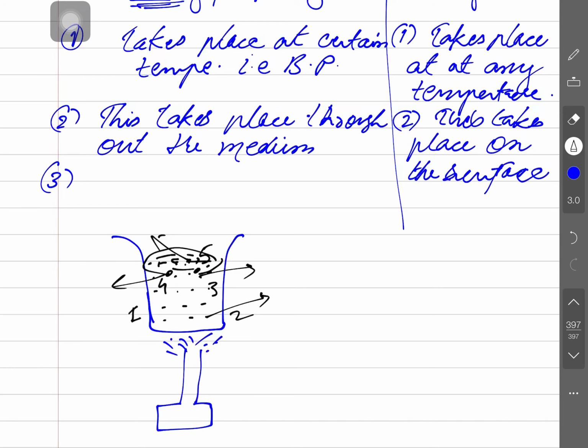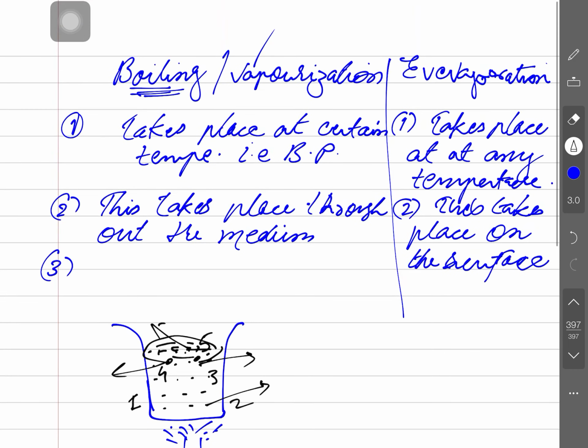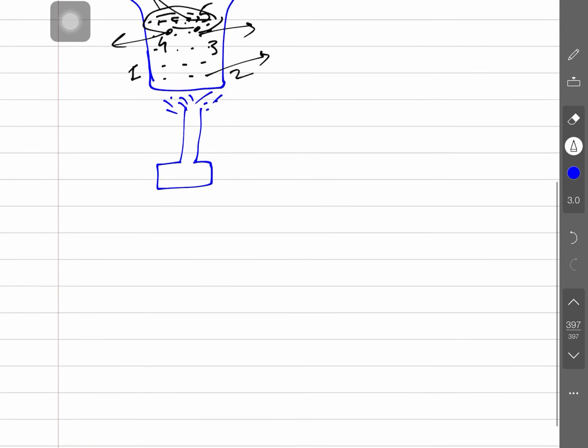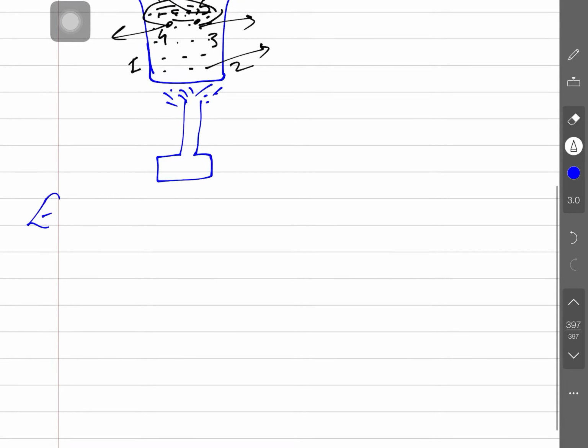So I have seen here the difference between boiling and evaporation. Evaporation is the main concern here. So our topic of discussion is evaporation. What do you understand by the term evaporation? So again we will define the term evaporation in detail. Evaporation. What do you understand by evaporation?